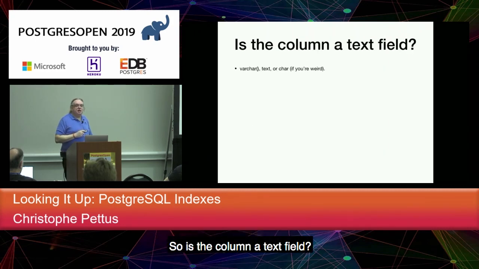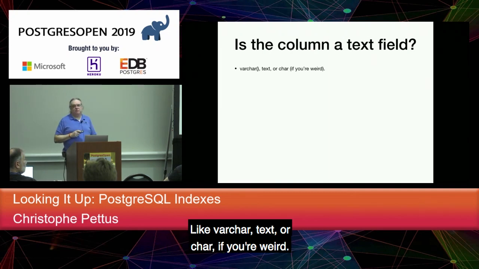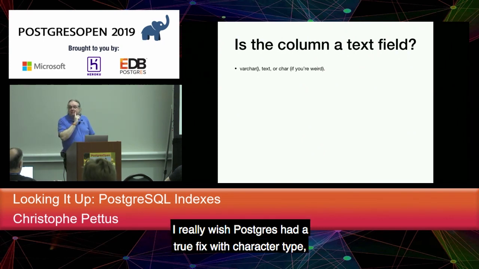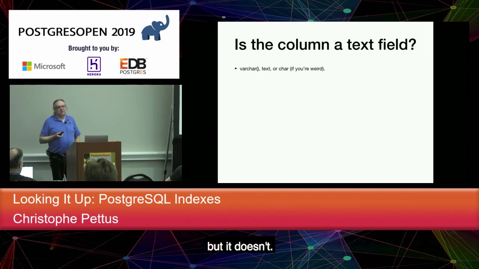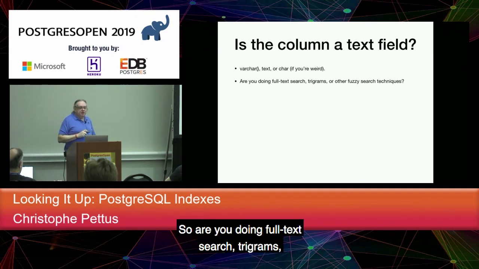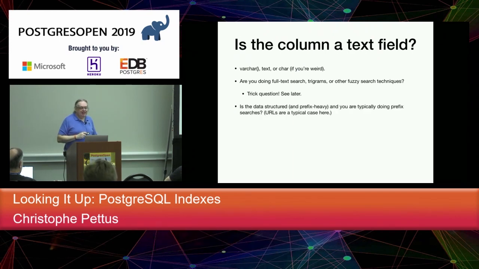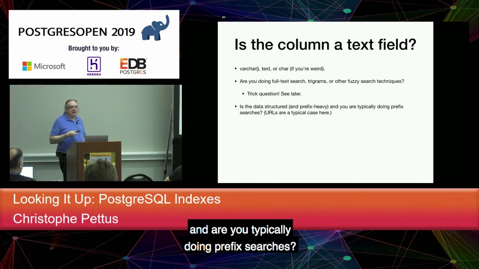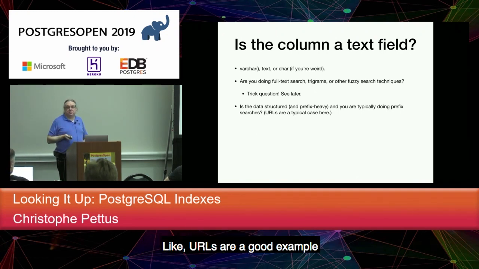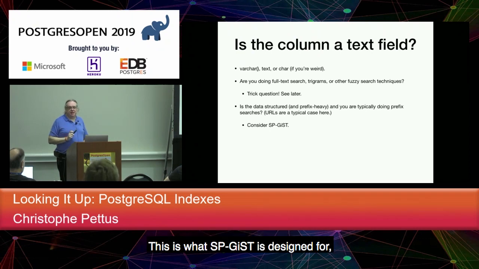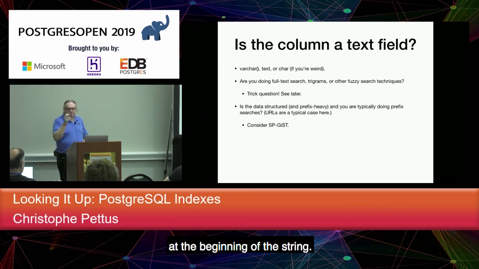Is the column a text field, like varchar, text, or char if you're weird? There's really no reason to use char. I really wish Postgres had a true fixed width character type, but it doesn't. So are you doing full text search, trigrams, or other fuzzy search techniques? That's a trick question. We'll talk about that later. Is the data structured and prefix heavy, and are you typically doing prefix searches, like URLs are a good example where you're searching primarily on the host portion of a URL? Then SP-GiST actually works really well for this. This is what SP-GiST is designed for, these prefix-heavy searches where there's not a lot of entropy at the beginning of the string.